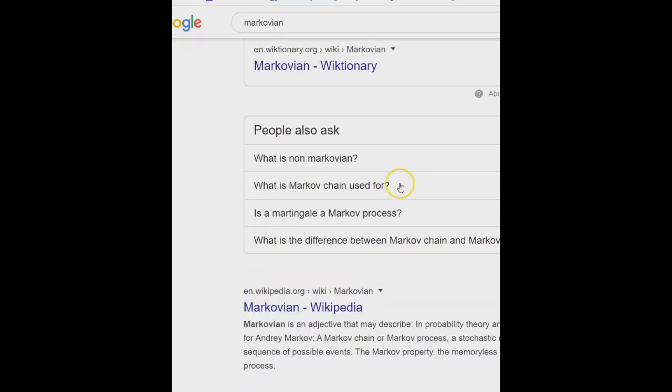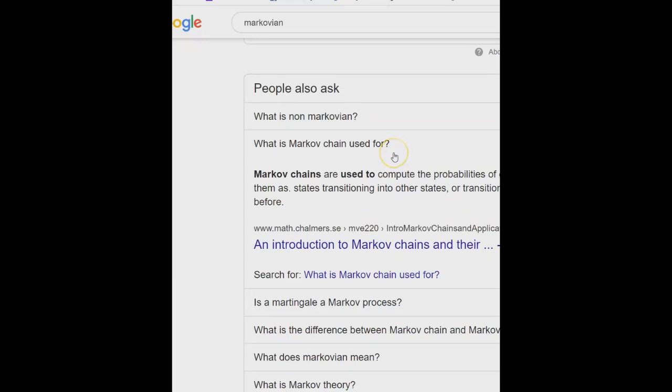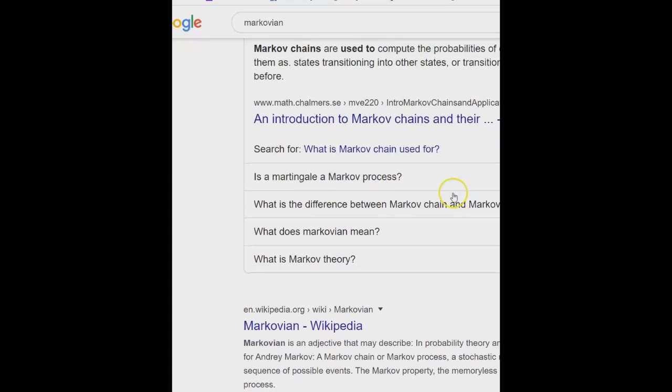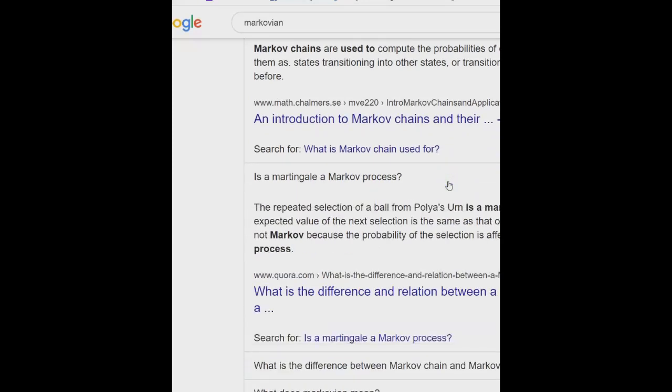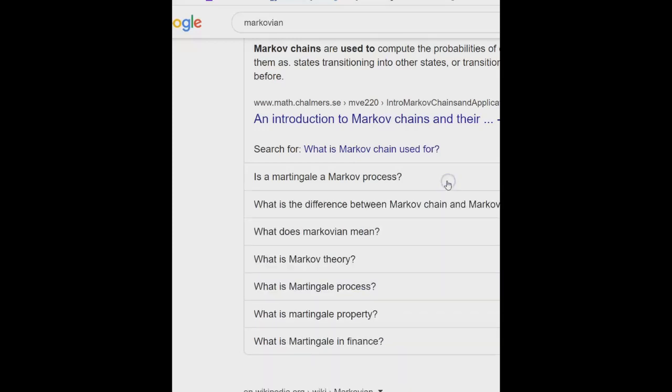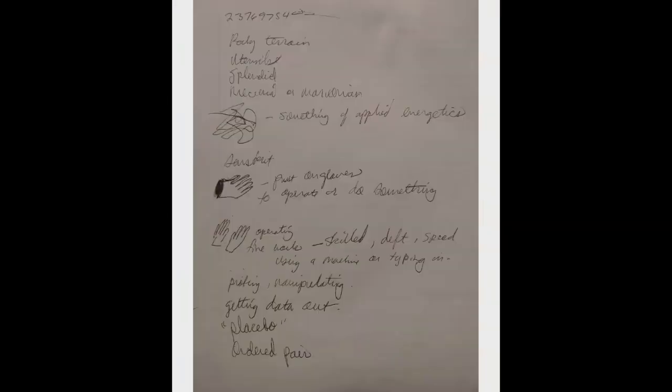Let's go to, what is the Markov chain used for? Compute the probabilities of events occurring by viewing them as states, transitioning into other states, or transitioning into the same state as before. Okay, so yeah, that is kind of intriguing. Sanskrit, I'm sorry, we've got this ball of energy, something of applied energetics. Applied energetics. I guess keep that in mind.